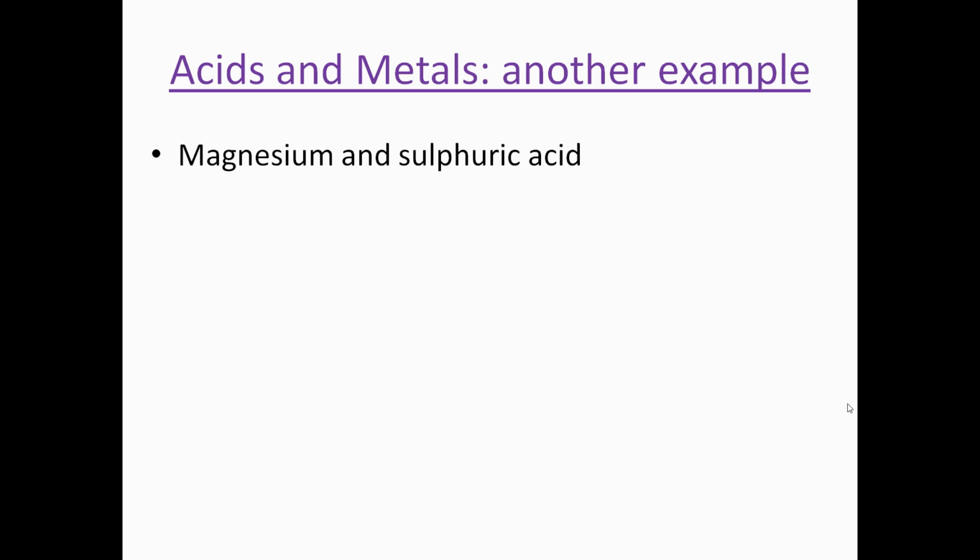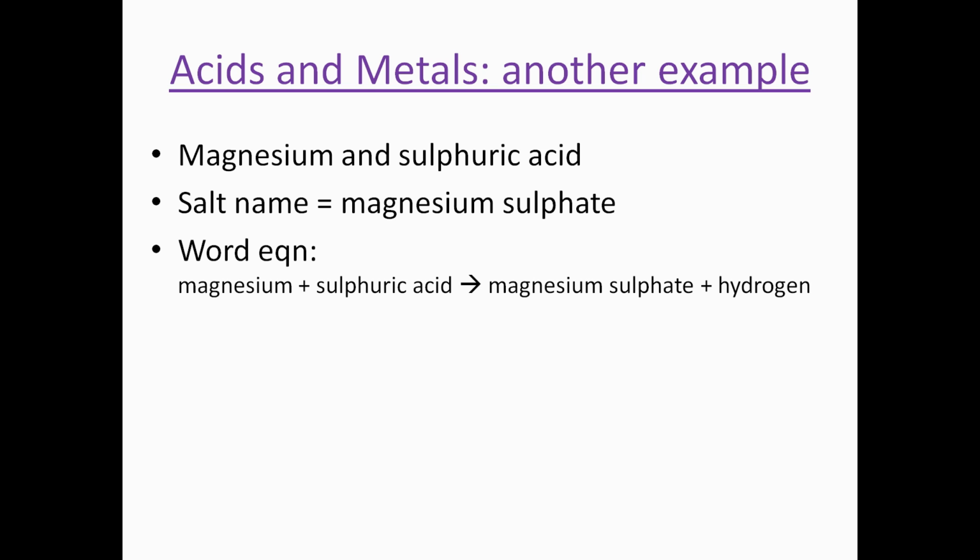Another example, we might get magnesium and sulfuric acid, and again the salt name is magnesium sulfate. We take magnesium from the magnesium and the sulfate from sulfuric acid, join those together, magnesium sulfate. And again we can create a word equation, magnesium plus sulfuric acid makes magnesium sulfate plus hydrogen. Don't forget the hydrogen. Metal plus an acid is always going to make hydrogen.